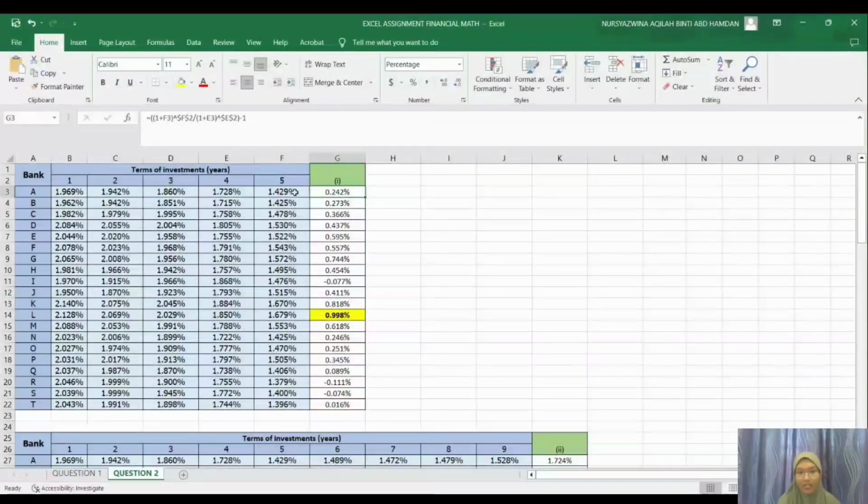And we can lock these two cells, which are F2 and E2, to maintain the same answer up until the last bank. By referring to the formulation that we have learned as well, we need to subtract this formula by 1 to get our forward rate at time 5 years. So our formulation is going to be pasted up until the last bank. The bank that has the highest 1-year forward rate at time 5 years is Bank L with 0.998%.